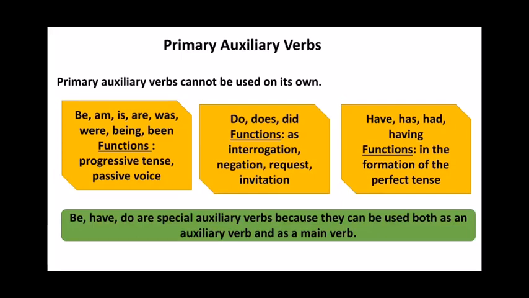Next is have, has, had, having. They function in the formation of the perfect tenses. It may be present, past or future perfect tense. So children, be, have, do are special auxiliary verbs because they can be used both as an auxiliary verb and as a main verb.